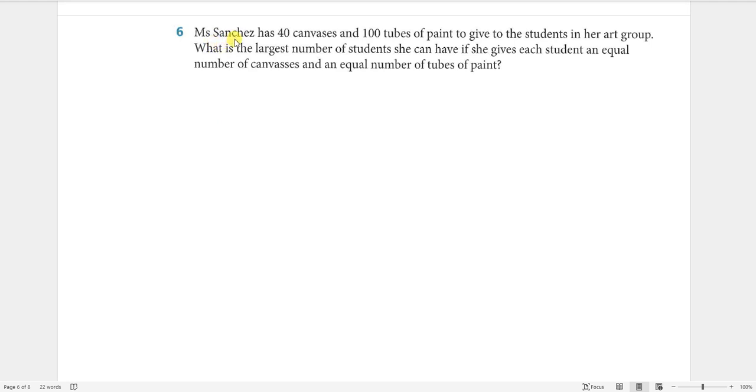Miss Shanses has 40 canvases and 100 tubes of paint to give to the students in her art group. What is the largest number of students she can have if she gives each student an equal number of canvases and an equal number of tubes of paint? Okay, so let's jot down the information. She has 40 canvases and 100 tubes of paint.